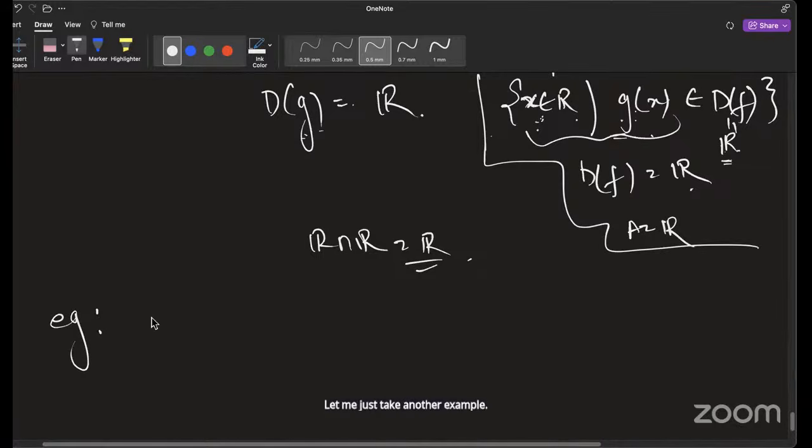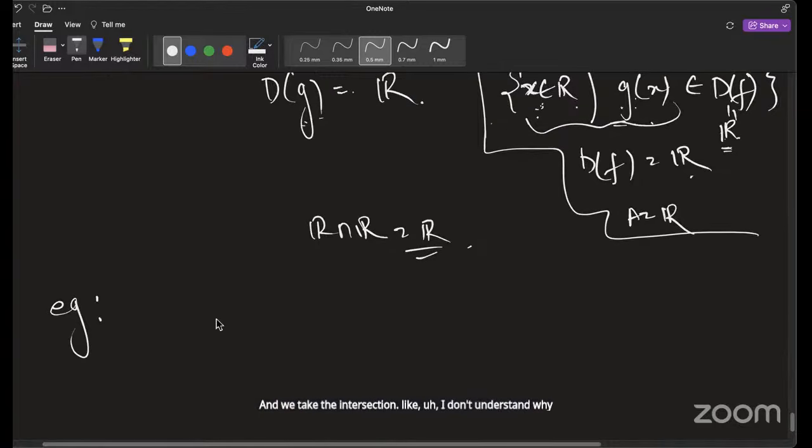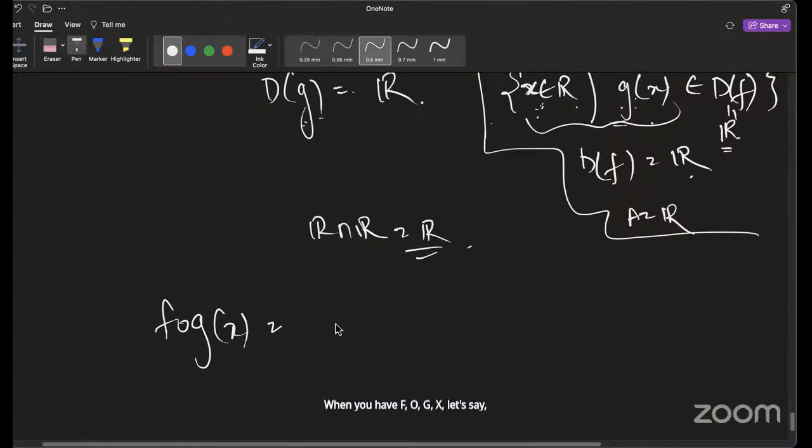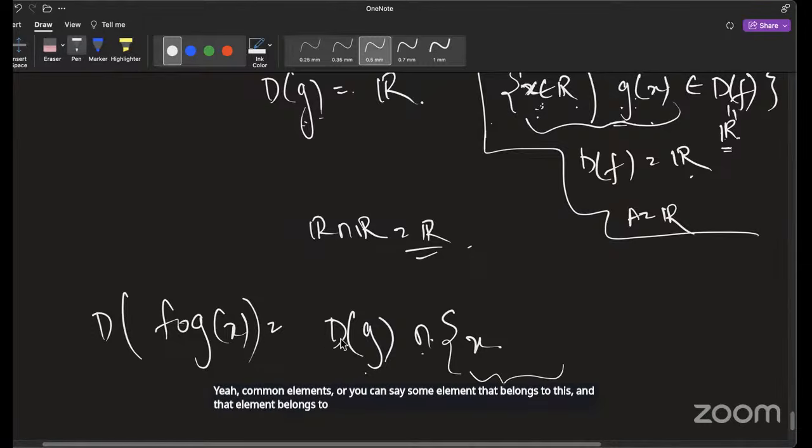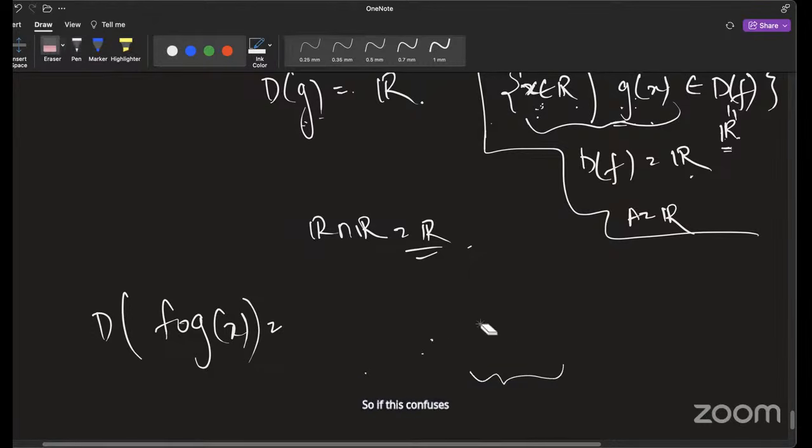Does someone want to suggest some other example? Like I don't understand why intersection. When you have FOGX, I said that the domain of this entire thing is the domain of G intersection with R. Intersection just means the common elements, or you can say some element that belongs to this set and that element belongs to this set as well. So if this confuses you, let's just do this only.